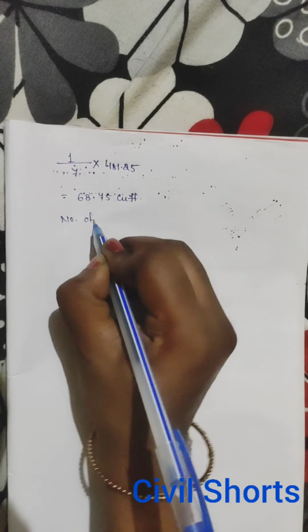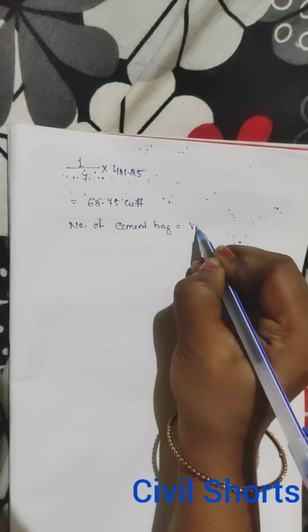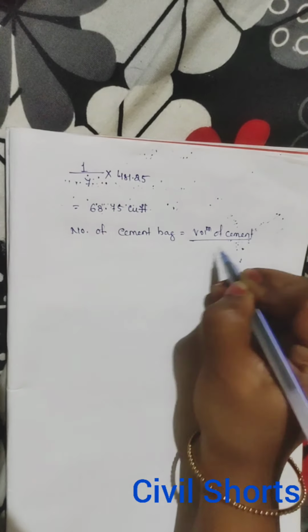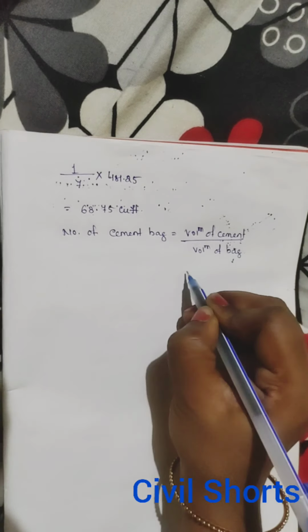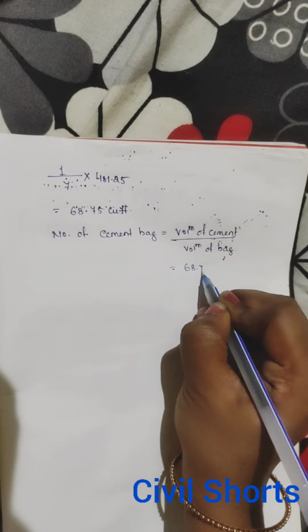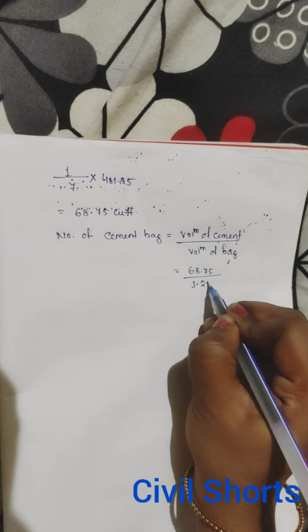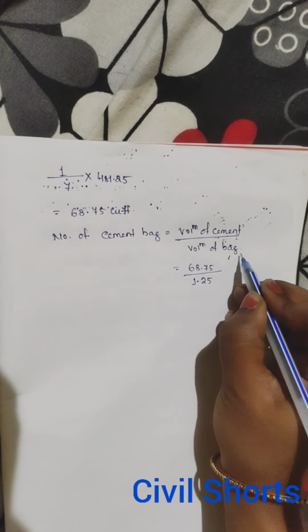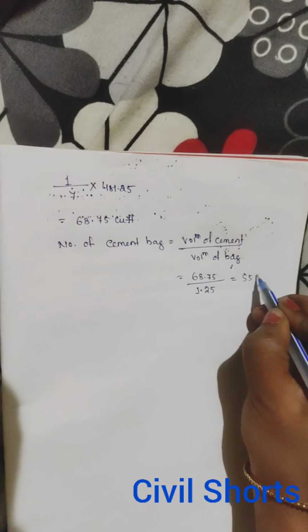Number of cement bags required equals volume of cement by volume of bag, equals 68.75 divided by 1.25. Here 1.25 is the volume of a bag in cubic feet. Here the answer is 55 bags.